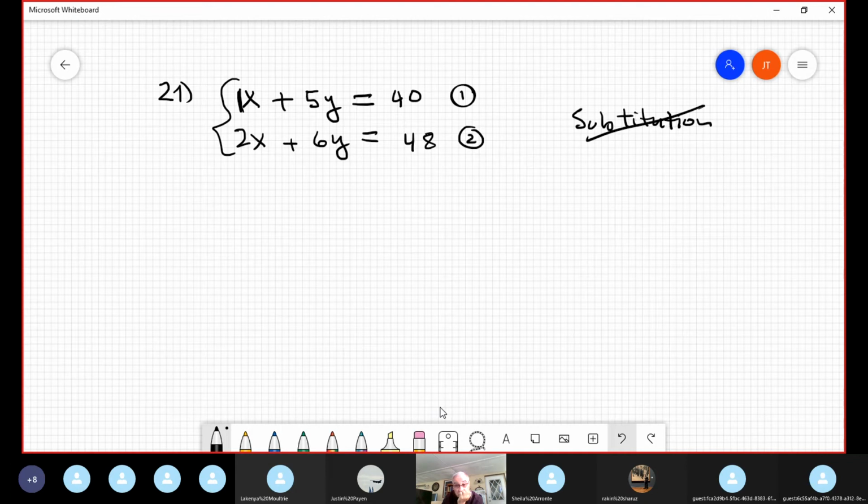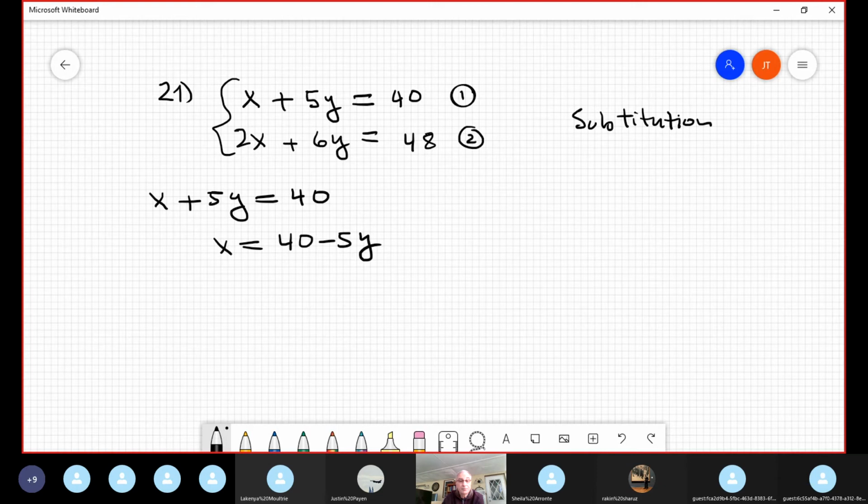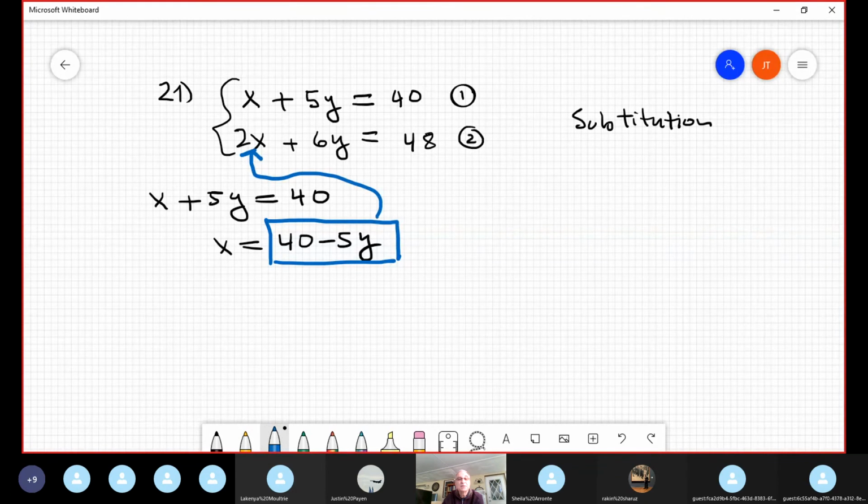Some people like substitution so much and always solve by substitution. But no, in my opinion, no. Okay, so you take the first equation, and solve for x, the variable that contains coefficient 1: x equals 40 minus 5y. And now this expression, use substitution in the other equation, which is this here, in the x place. So, 2 times parentheses 40 minus 5y, plus 6y equals 48.